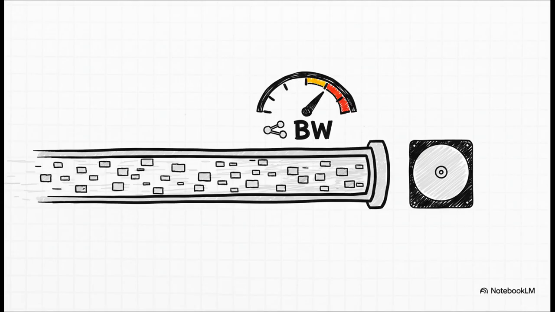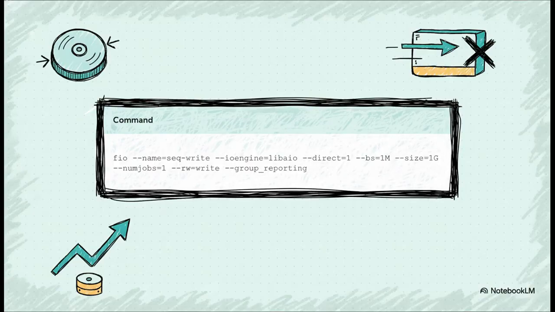So when you run this test and get the results, the number you're looking for is labeled BW for bandwidth. That's going to tell you exactly how many megabytes per second your drive can actually write. And here's the command you'll use. Take a look. See that -RW flag? We've set it to write. And notice the block size, BS equals 1M. We're using a big 1 megabyte block size because that's what best simulates writing a single large file.